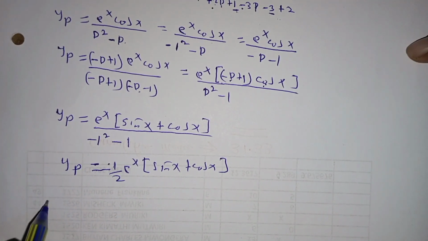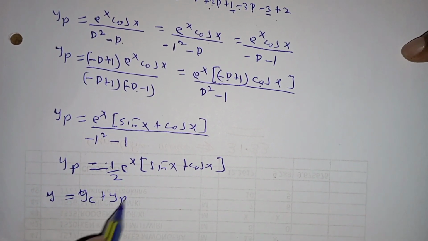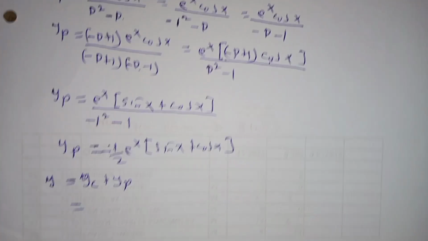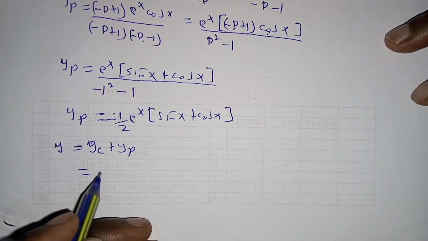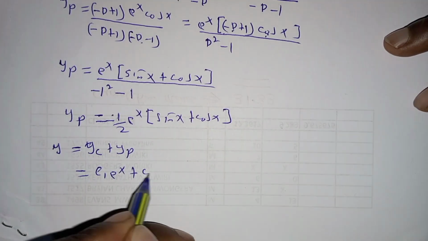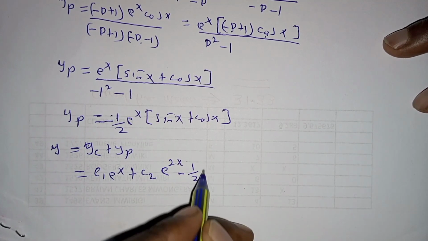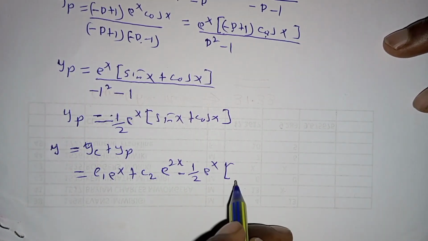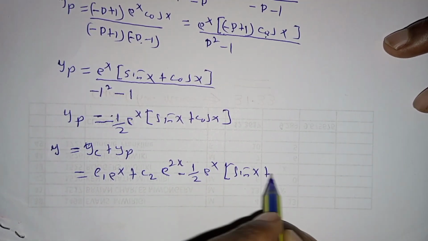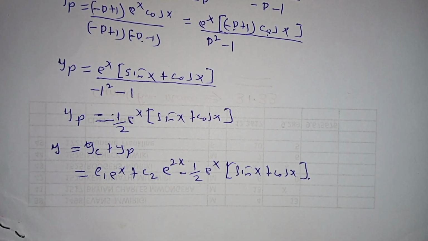So our solution y will be given by yc plus yp, which is equal to c1 e^x plus c2 e^(2x) minus 1 over 2 e^x (sin x plus cos x). So that is our solution of our given ODE by use of the method of inverse D operator.